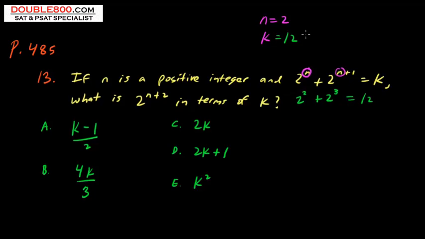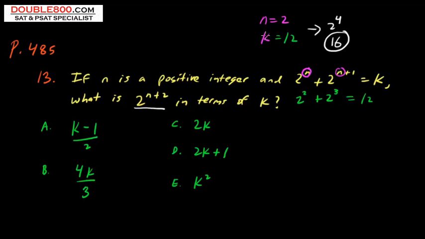Now the question is asking, here are the two values, what is 2 to the n plus 2? We already picked our n as 2, so when we solve the problem, we're looking for 2 to the 4th, and 2 to the 4th equals 16. So this is the hard part.